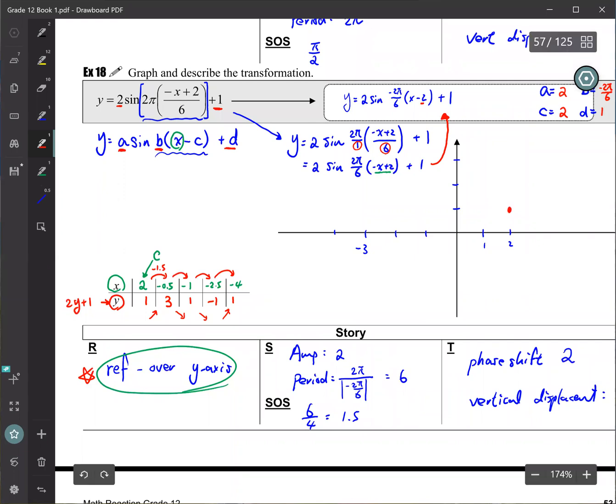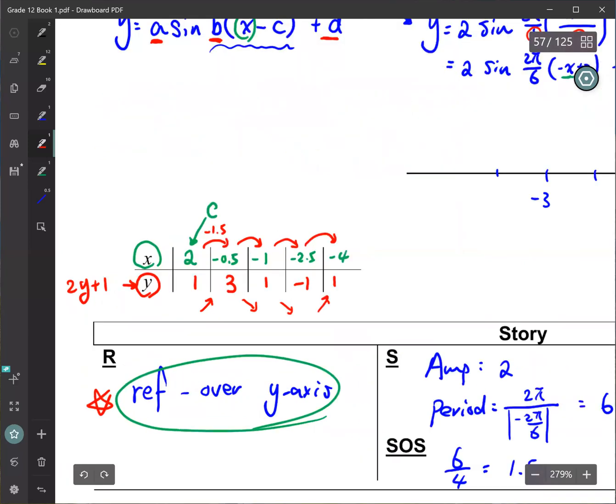2, 1. -0.5 is at 3. -1, 1. What? Oops, I drew the wrong place. Wait, hold on. The point doesn't make sense. Did I hear it wrong? Kelly, can you double check? Is that the table that you got? Are those the numbers you told me? I think so. Okay. Each time you minus 1.5, right? Oh, I see. Okay. Try one more time.